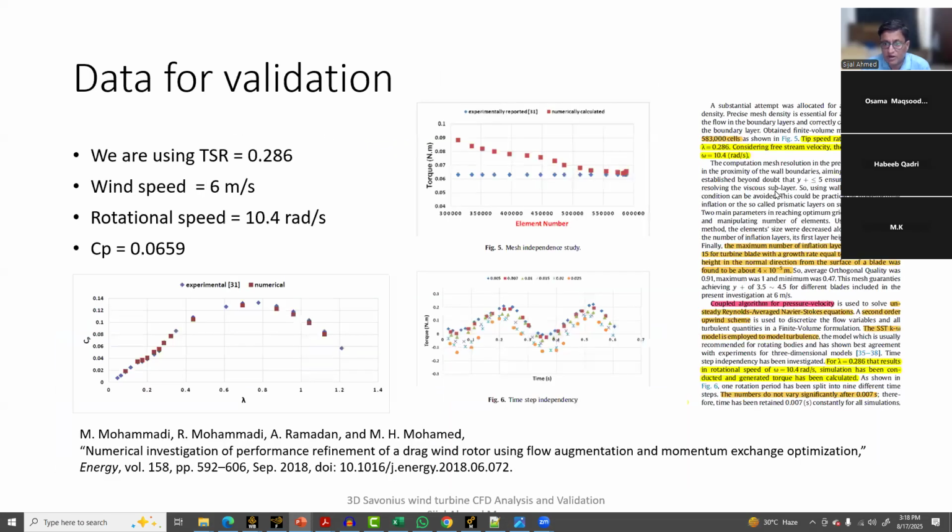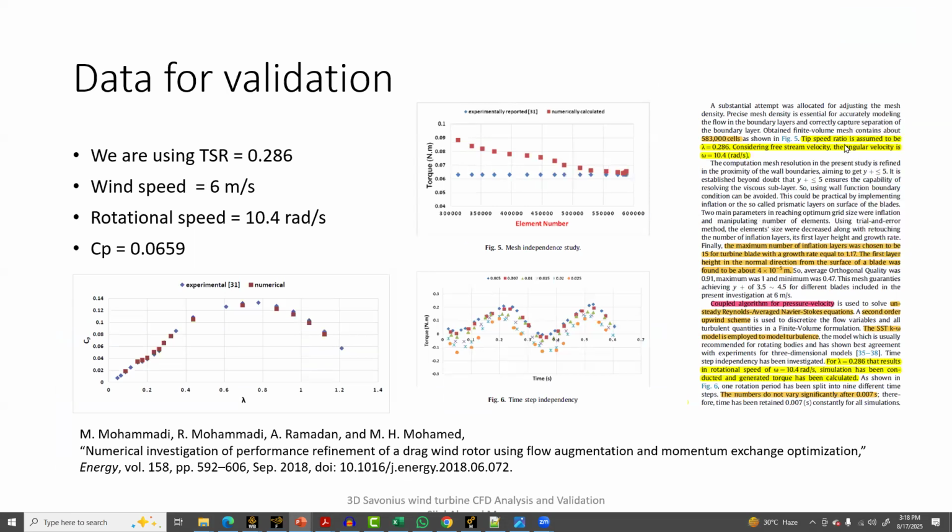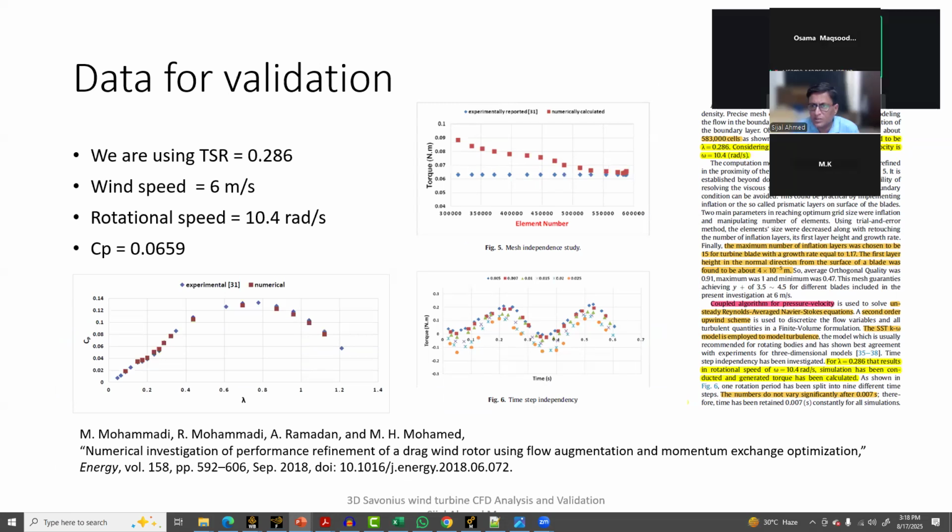So data actually for the consideration. This is from reference number 1. I even copied the important data that is given directly here. You can see here, the TSR ratio for validation is 0.286, although the best performance for the 7-inch turbine is around a value of 0.8, 0.9, 0.7, varies from turbine to turbine.